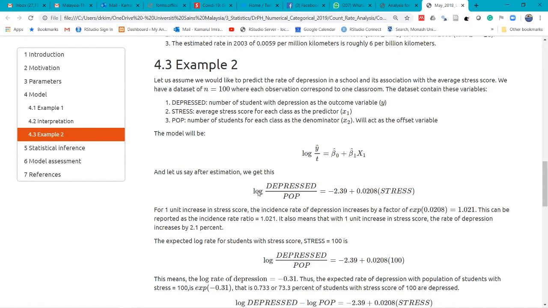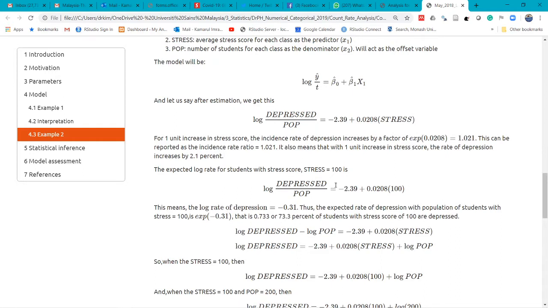So for a 1 unit increase in stress score, the incidence rate, because the number of depressed over the number of students is the incidence rate, increases by a factor of exponentiation of 0.0208, which equals 1.021. This is also known as the incidence rate ratio. It means that for a 1 unit increase in stress score, the rate of depression increases by 2.1%.